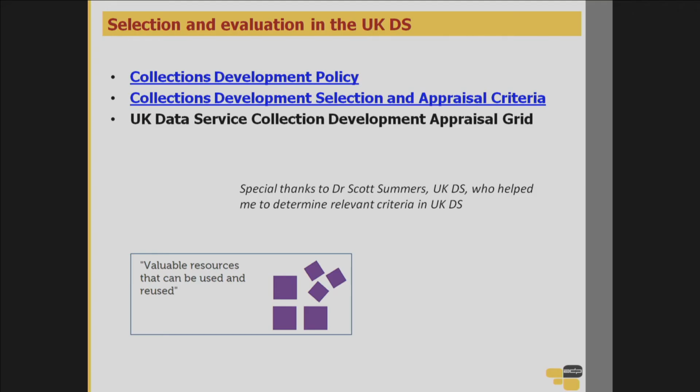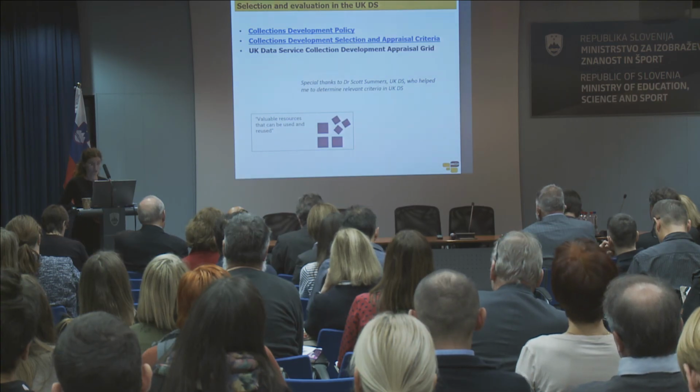So in the UK Data Service, I checked their collection development policy, their collection development selection and appraisal criteria, and their collection development appraisal grid. So these are like three documents stating how this evaluation process works, or what the elements of the evaluation process are.